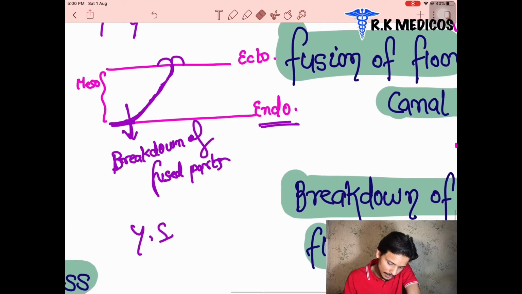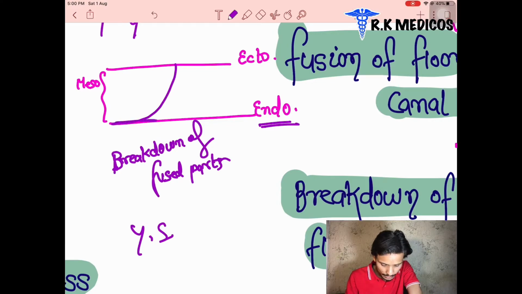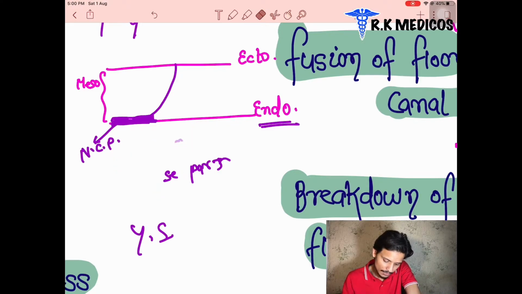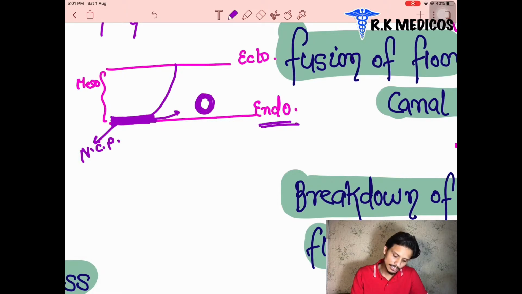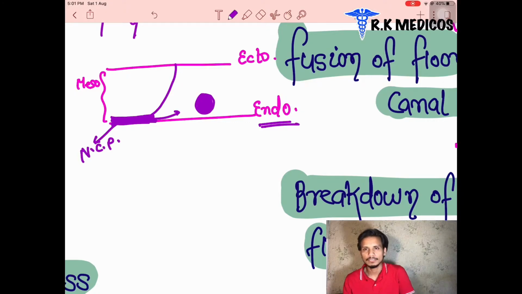Now you can imagine, as it comes here and fuses, it forms a plate-like structure, and this is called the notochordal plate. This notochordal plate develops here, and after that they form the definitive notochord, a structure in between the ectoderm and endoderm. So it's so simple.